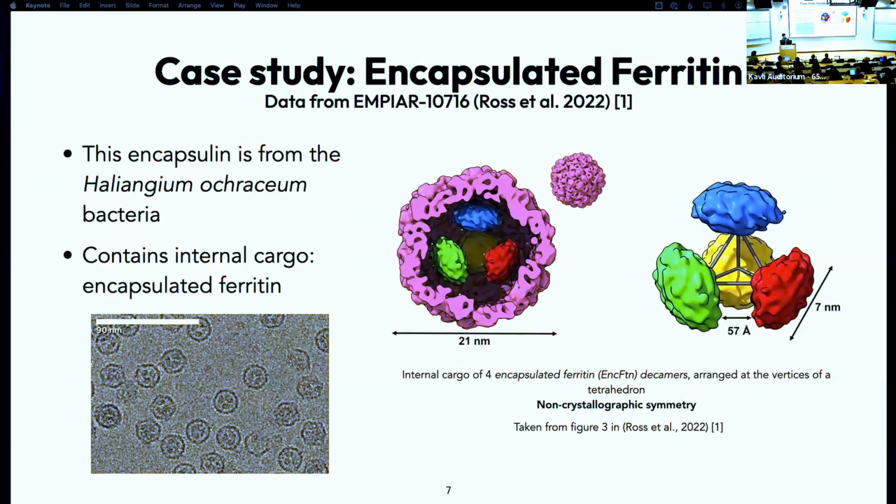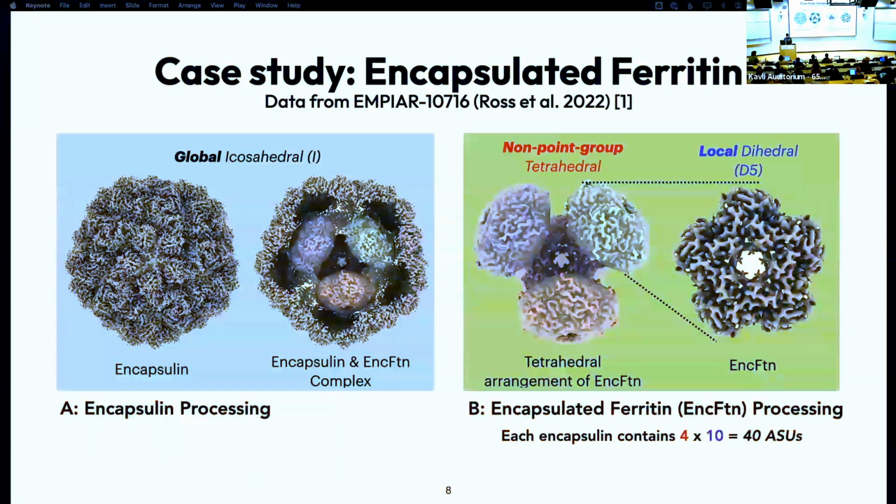And we're calling the contents inside their cargo, and typically they contain enzymes. So in this study, we're studying an encapsulin that contains 4 copies of a ferritin-like protein, so hence the name encapsulated ferritin.